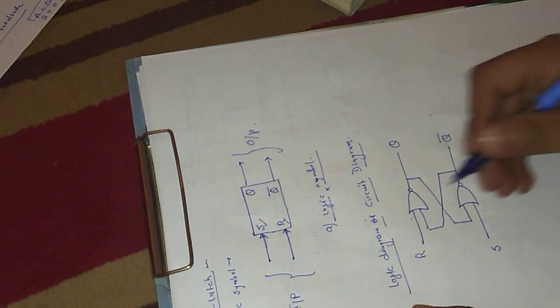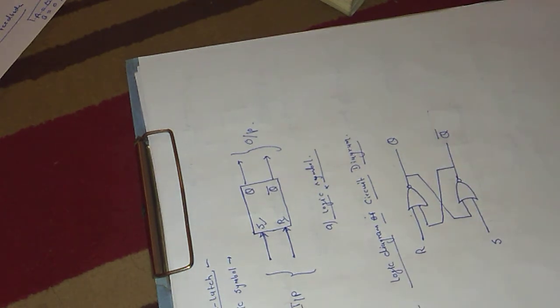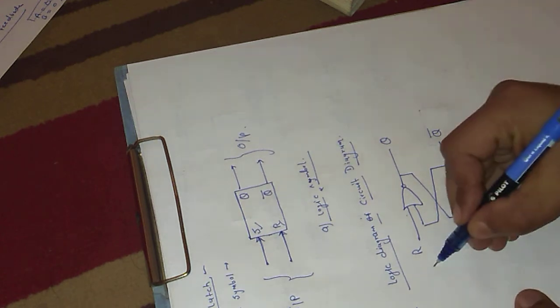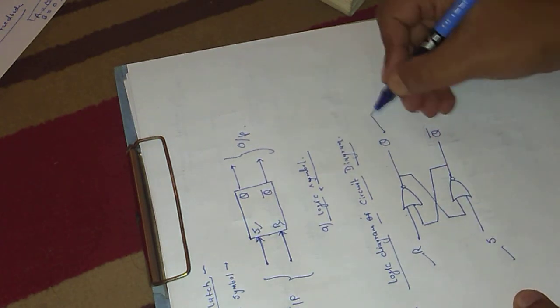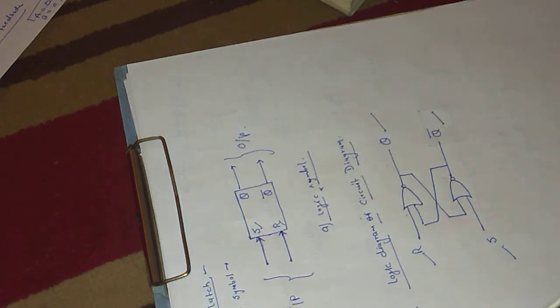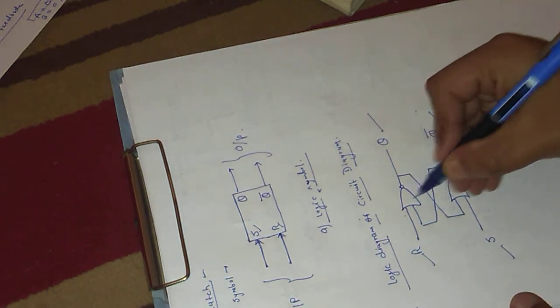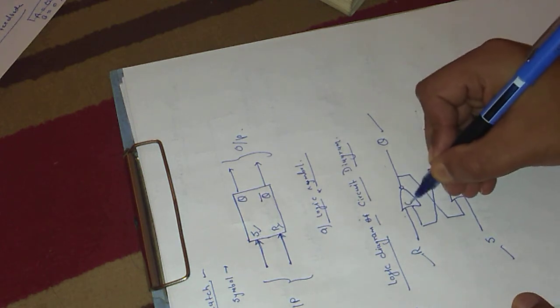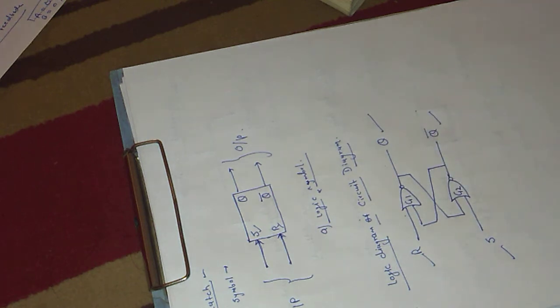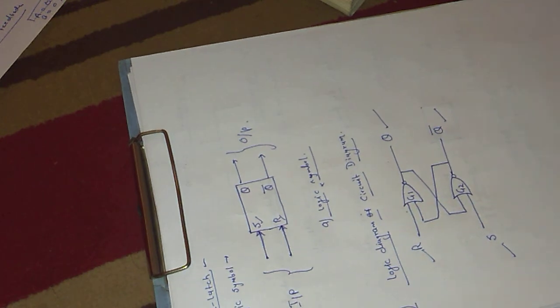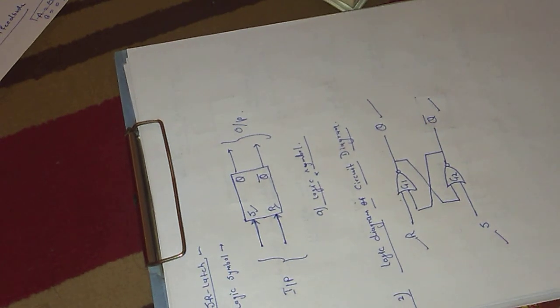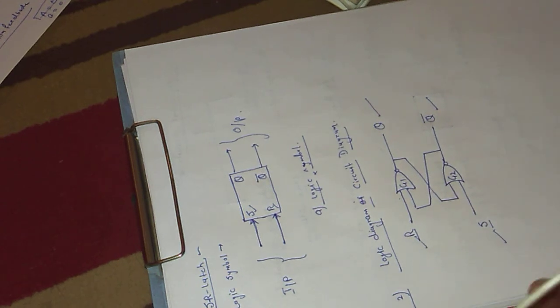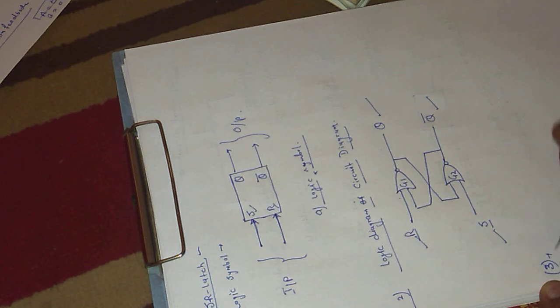So in the diagram we can see that there are two inputs, R and S, and two outputs, Q and the inverted output of Q, which is Q bar. There are two gates, G1 and G2. So this is the arrangement for an SR latch, where the R input represents reset and S represents set. Now we will go for the third thing, which is most important.